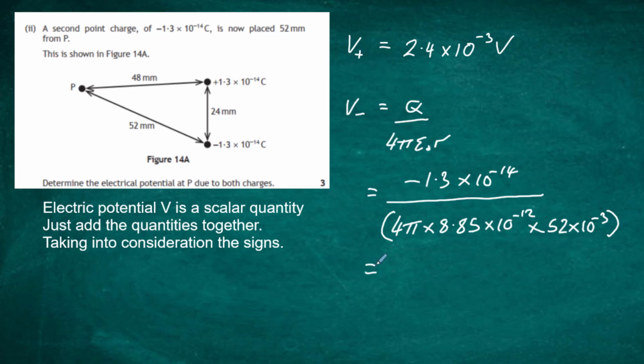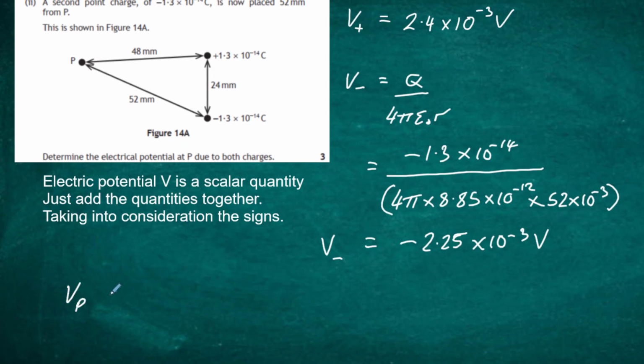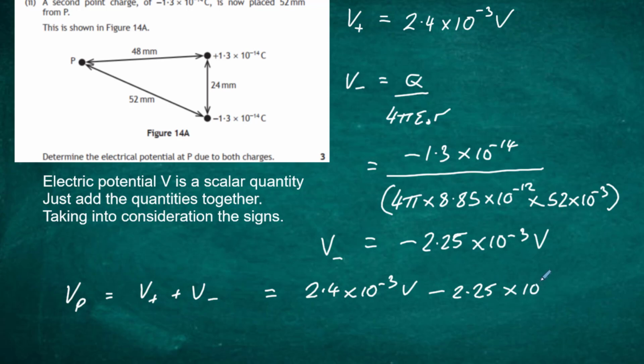meter. So we do that calculation, and we end up with a value of minus 2.25 times 10 to the minus 3 volts. And that's the electric potential due to the contribution of the negative charge. So to find the overall potential at that point P, it's going to be V plus plus V minus. So it's going to be equal to 2.24 times 10 to the minus 3 volts, and because it's minus this time, take away 2.25 times 10 to the minus 3 volts. And that's going to give us an answer of 0.15, sorry, times 10 to the minus 3 volts. And that's your answer.